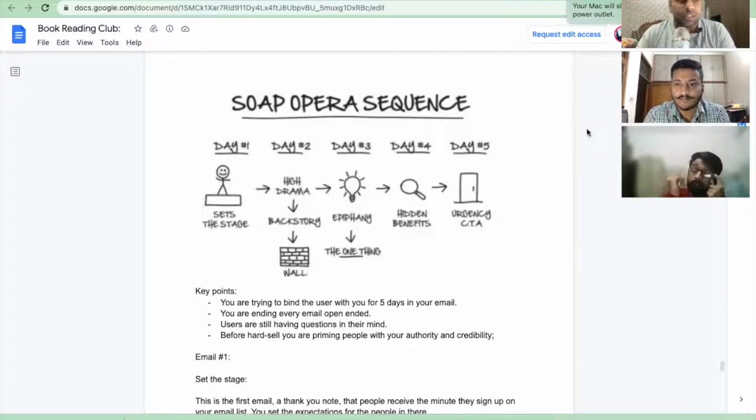The soap opera sequence is about how to communicate with your audience in the best way possible, and how to keep them curious about you and your messages. Usually people struggle with sales, but if you follow this system, people will be waiting for your sales emails, curious about what's next. Today Hardik will be taking this session and explaining the soap opera sequence. So let's get it started.